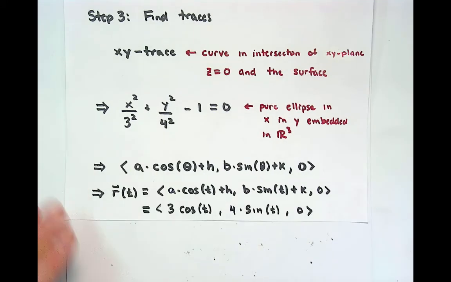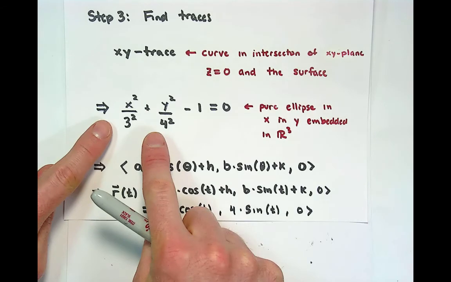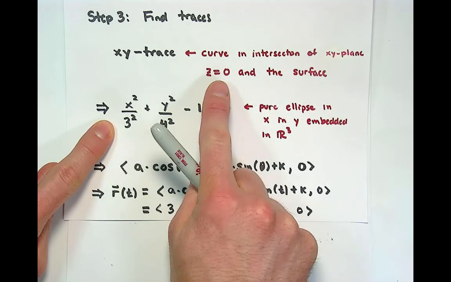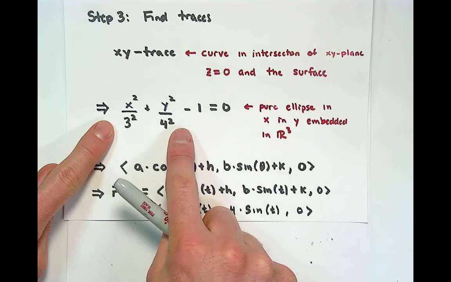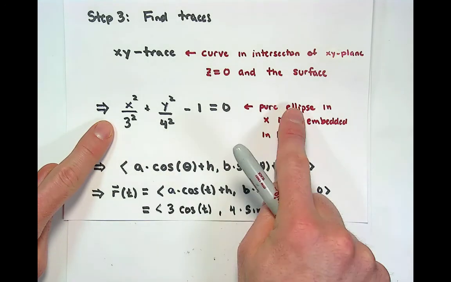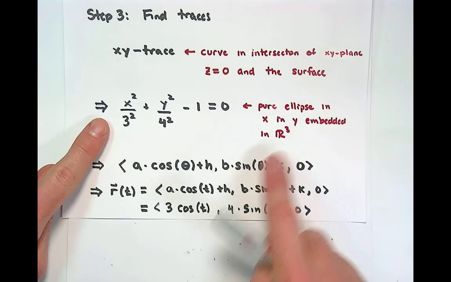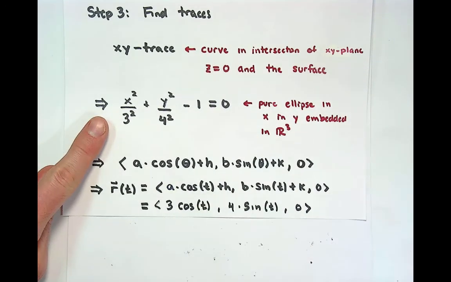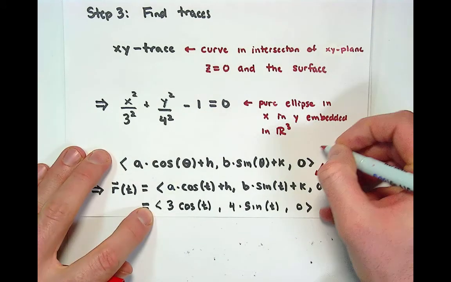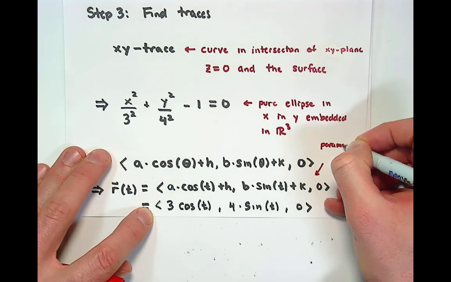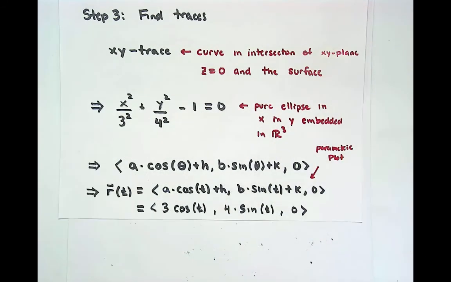So what we just stated here was that when we look at this trace, which is the intersection of the ellipsoid and the plane z equals 0, that trace is going to be a curve which sketches an ellipse in R3, and this ellipse is given by this vector valued function. Remember, in this vector valued function, we can use the parametric plot command to graph this.